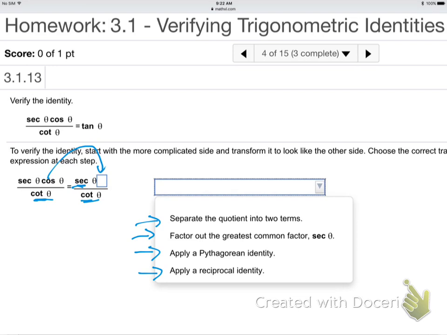So I guess I could put 1 over secant here, huh? Because cosine's 1 over secant. That's probably what they're doing, which to me seems backwards, but okay. Right, everybody with me on that? Right, because remember, 1 over cosine is secant.